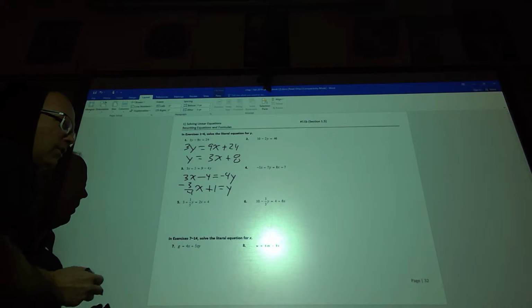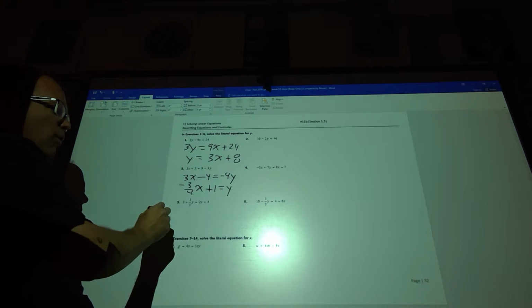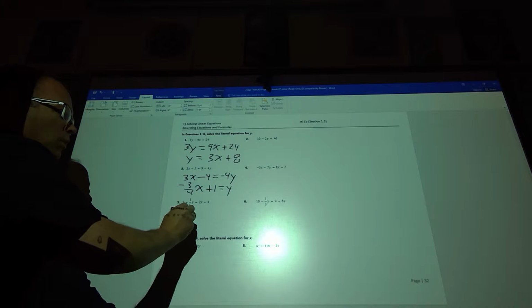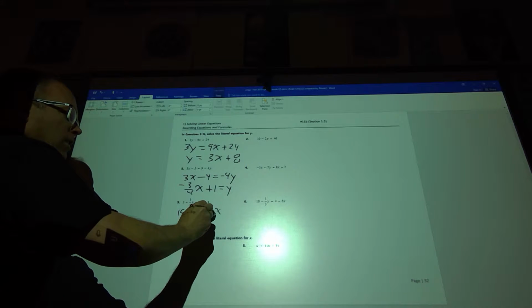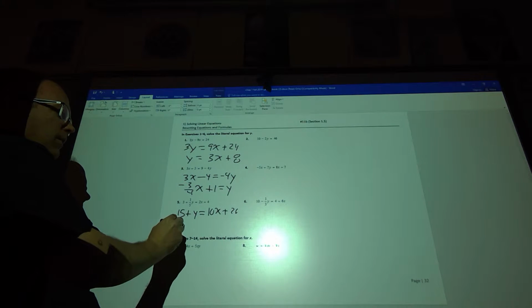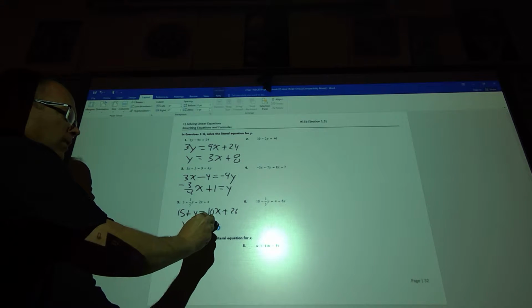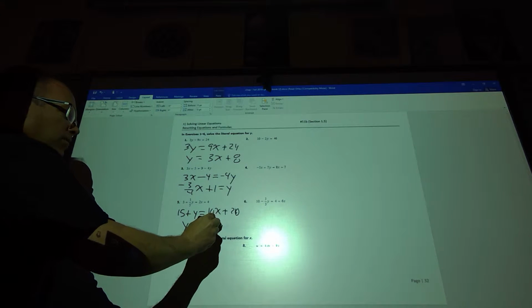Number 5, let's go ahead and clear the denominator. So I'm going to multiply all 4 terms by 5. So I get 15 plus y is equal to 10x plus 20. I'm going to subtract the 15 from both sides. So I get 10x plus 5.